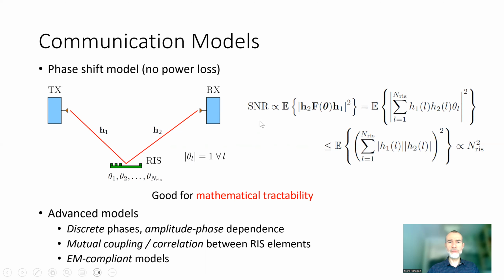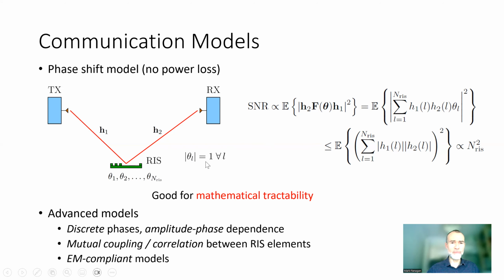If we look at the SNR that we can gain on this indirect channel, it goes as the mean square value of the cascaded channel gain. This is the overall cascaded channel gain, which is of course a sum of all the channel gains that you get on all the different reflection paths. By designing or optimizing these RIS reflection coefficients, these θ values, we can actually align the phases to achieve constructive interference at the receiver. And the SNR goes as proportional to the square of the number of RIS elements, which is of course a very promising result.